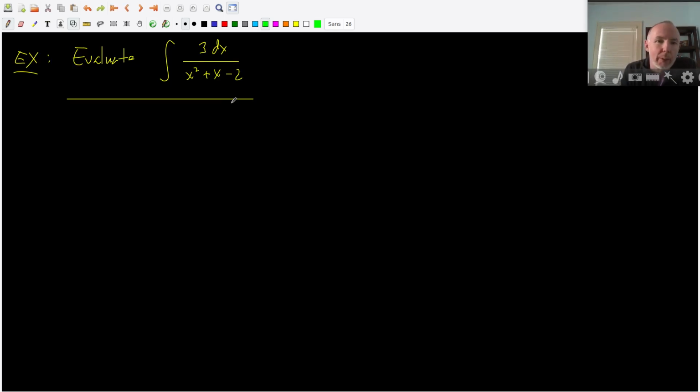Okay folks, let's look at this example here. You can see this has a constant term on the top, that's a polynomial, degree 0, and a quadratic on the bottom. So it's a proper partial fraction. And in a similar sense to last time, where we had just a constant on the top, in that case a 1, and a linear term on the bottom, that was a proper partial fraction as well.